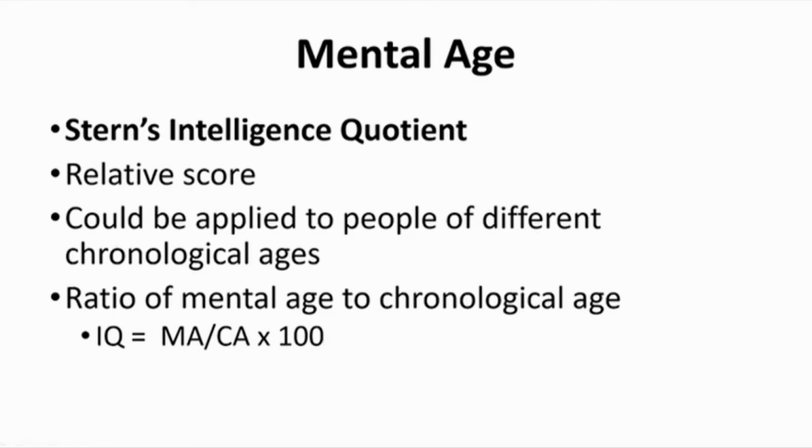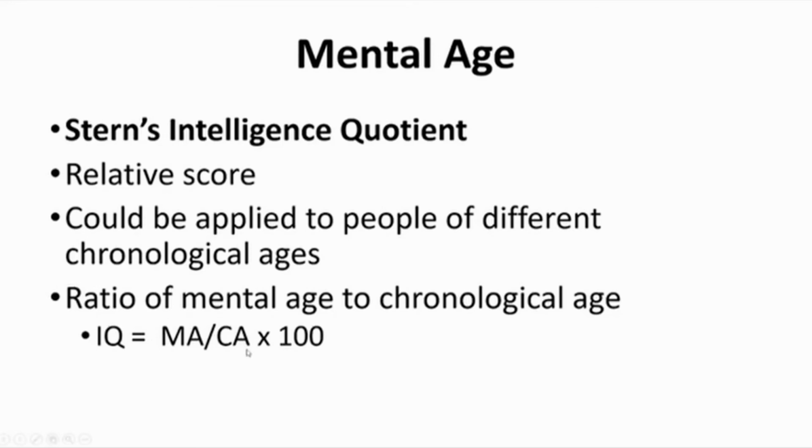So if your mental age and chronological age are the same, so if you're an 8-year-old with the mentality of an 8-year-old, your IQ is 100. You are performing average for your age. A child with a mental age of 10, but a chronological age of 5, is going to have an IQ of 200 because their mental age is much higher than their chronological age.